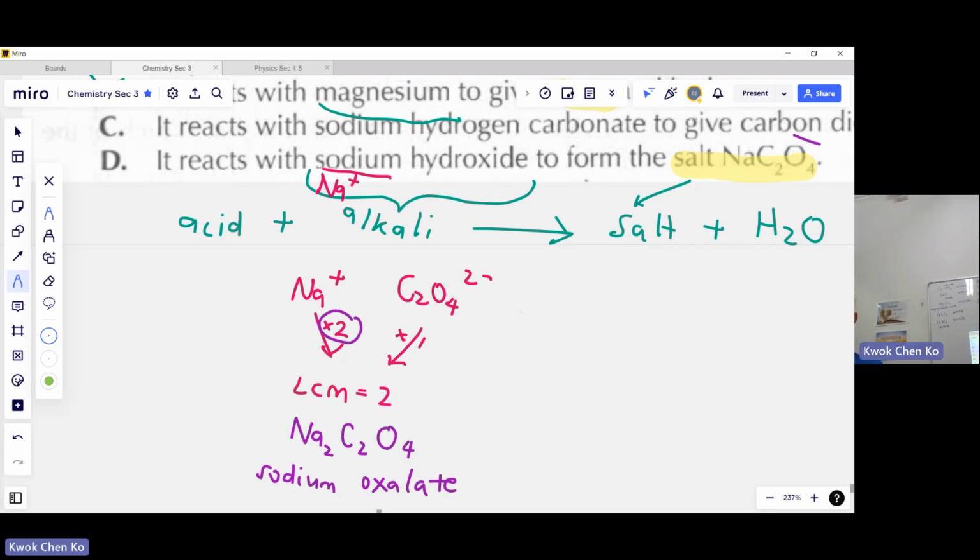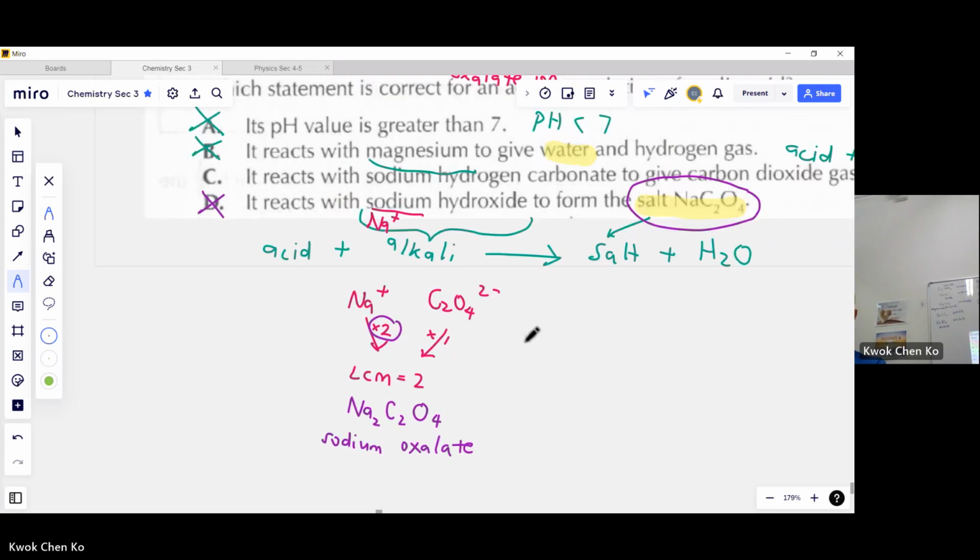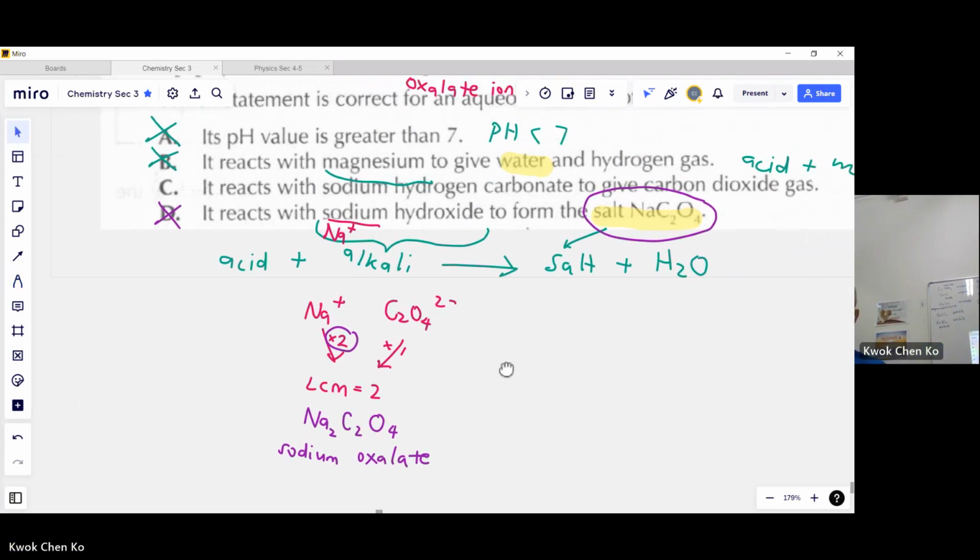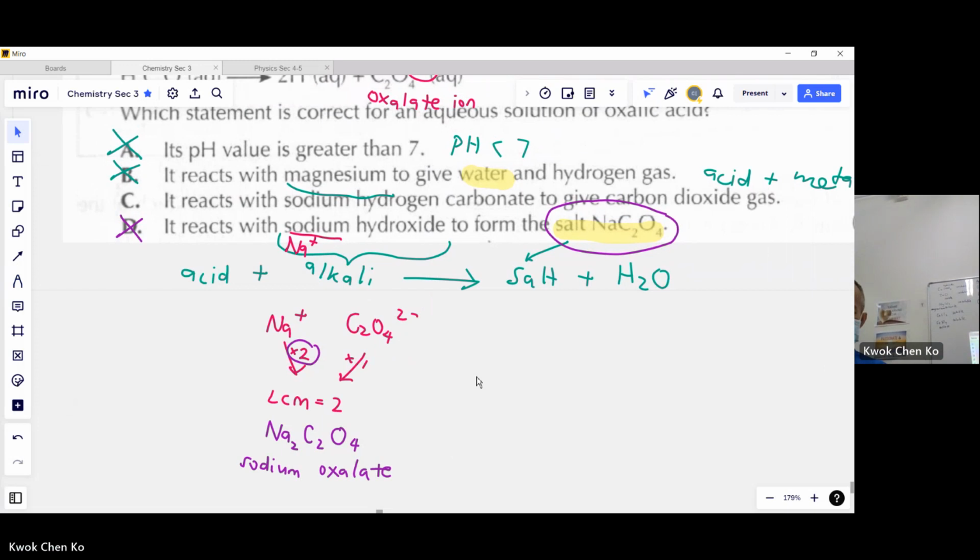Look at my answer. Is the formula correct? No, it's not. So D is wrong. And therefore, yeah, C is the answer.